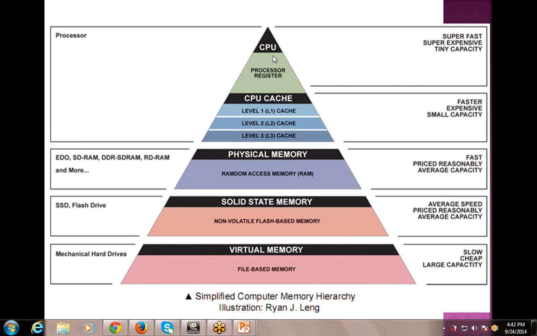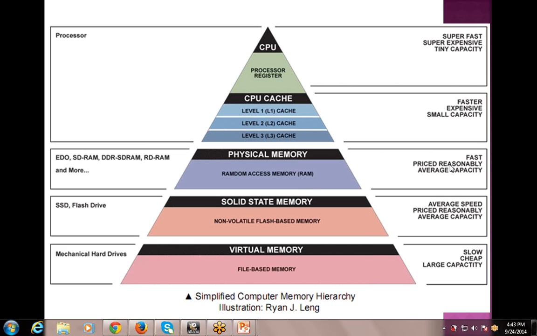The next element is your CPU cache. There are different types of cache memory like L1 cache, L2 cache, L3 cache. L means level: level 1 cache, level 2 cache, level 3 cache. This is faster, expensive, small capacity. In the same way the processor register is super fast, super expensive, tiny capacity. Next is your physical memory, that is your main memory, the best example of which is RAM.